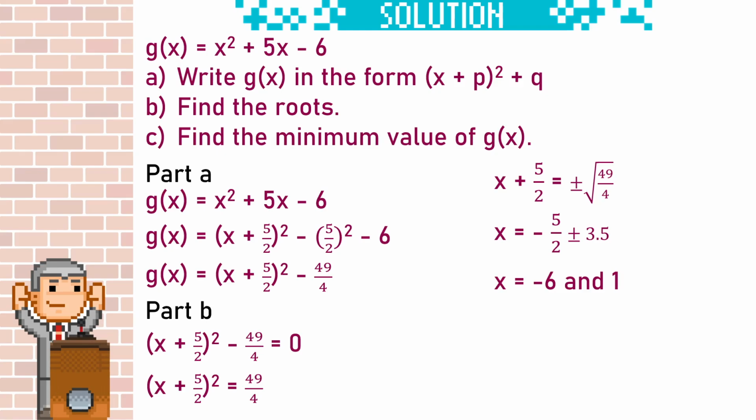And then for part C, we're asked to find the minimum value of g of x. So to find the minimum, we need to realise that anything squared can never go lower than 0. Therefore, we set the x plus 5 over 2 equal to 0. So look at the end of part A, get that equal to 0, and that will become 0 squared, or just 0, minus 49 over 4. So that's just going to equal minus 49 over 4.